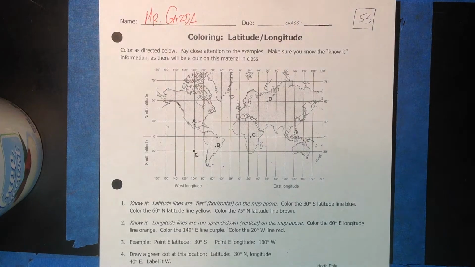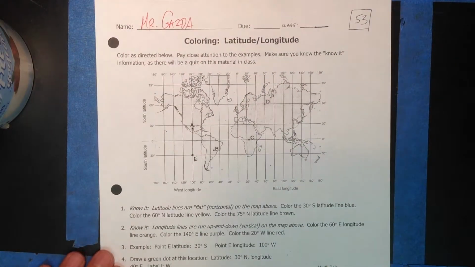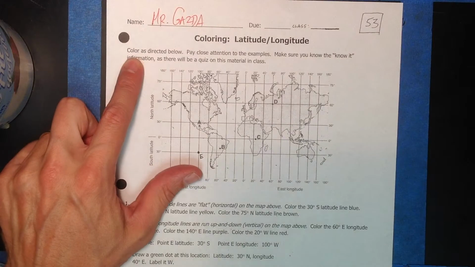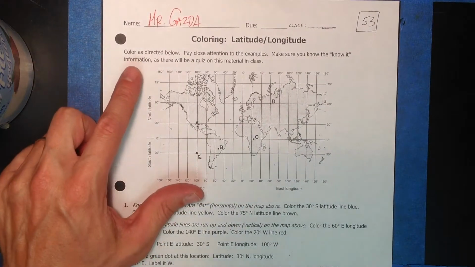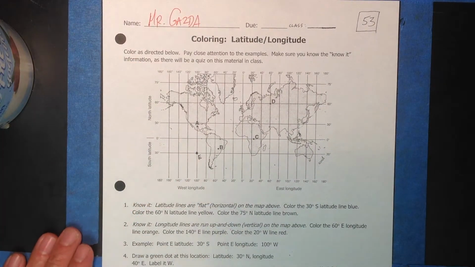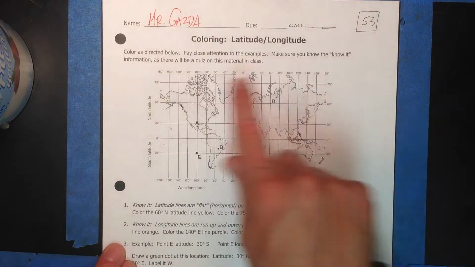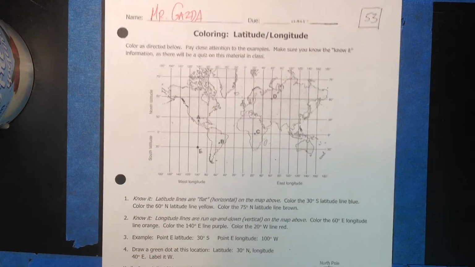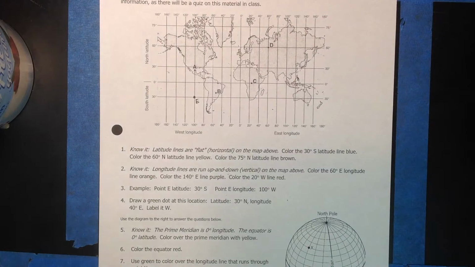You guys here, homework 53, latitude, longitude, color, and you need colored pencils. Color as directed below. Pay close attention to the examples. Make sure you know the know it information, as there will be a quiz on this, so this is stuff you need to know. So, number one, know it.